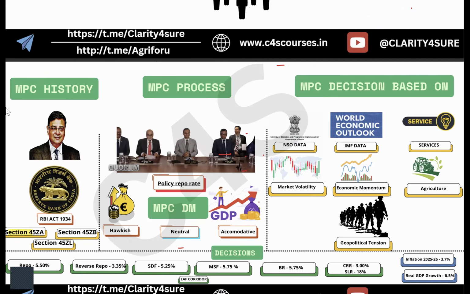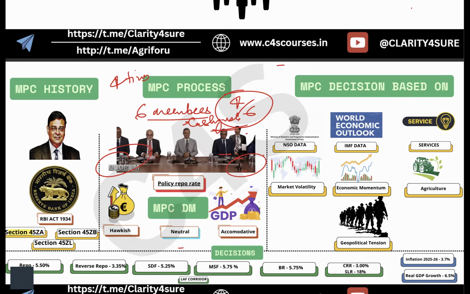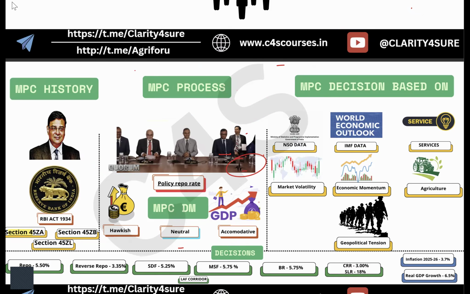But before that, one thing I told you to remember: the MPC is formed of six members. There is one term we call quorum, the minimum number of members that should be there to take the decision. It is 4 out of 6. And if there is a tie, then the governor has an extra vote that is called the casting vote. And what is the frequency of the meeting? The frequency of the meeting is at least 4 times in a year. It can be more than that also, because that you should also know, from an objective point of view.